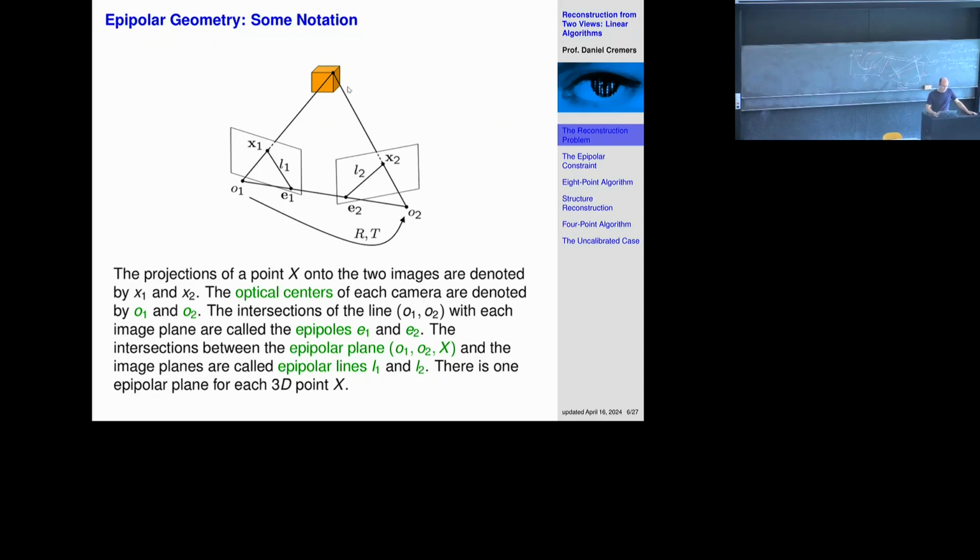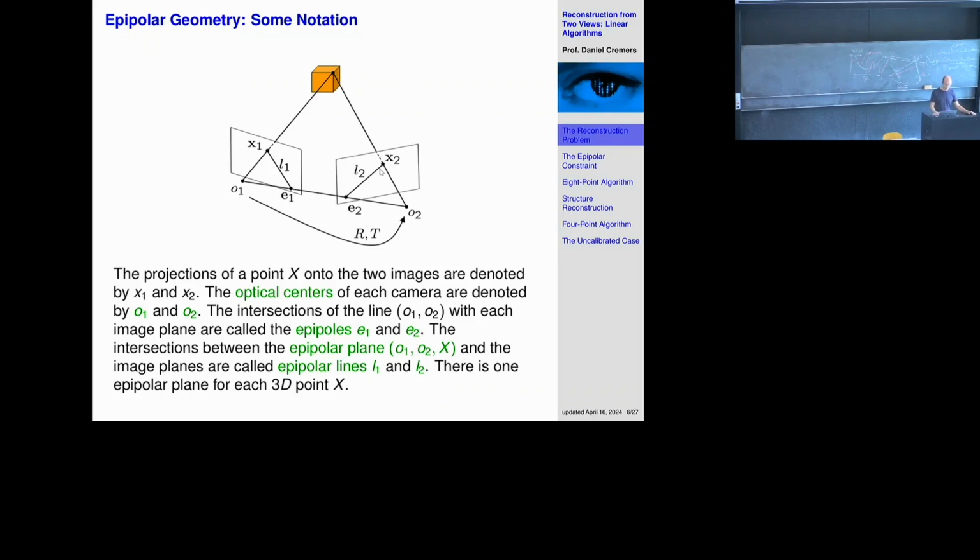And this plane that is spanned by the 3D coordinate of the point and the 2 optical centers, O1 and O2, this plane that you see here is called the epipolar plane. In principle, it's infinitely extended, so what we see here, this big triangle, is a part of the epipolar plane.